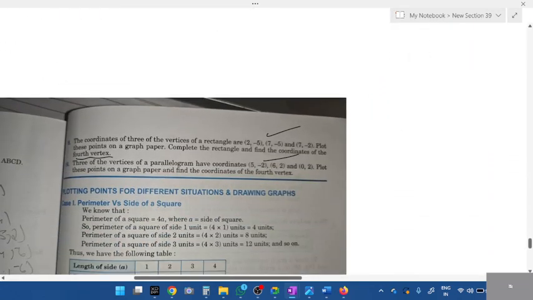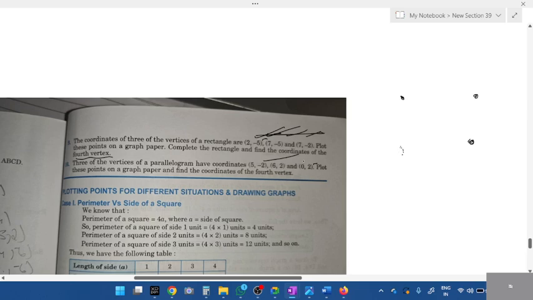Okay, will you all try these 2 questions? See, how many points are given in these 2 questions? How many points are given in total? 3. So 3 points will be given like this. You need to find the 4th point. Okay, 4th point.